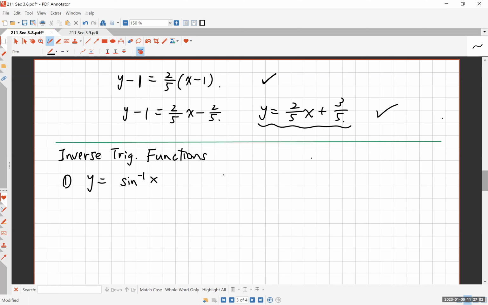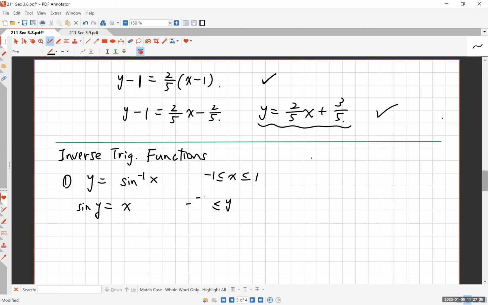Now remember, this means sine of y is equal to x, for one thing. So x has to be between -1 and +1 because sine of anything is between these two values. Also, y has to be restricted. Remember, in trying to define the inverse function, we have to make sure that the original sine function is 1-to-1, which it isn't. So we have to restrict the domain of the original sine function, which is now called y.